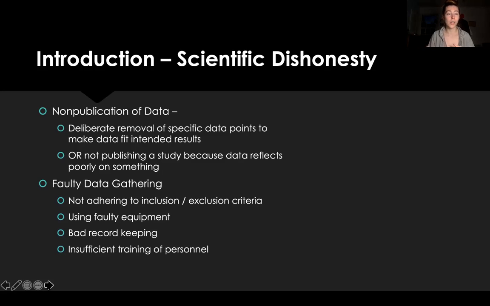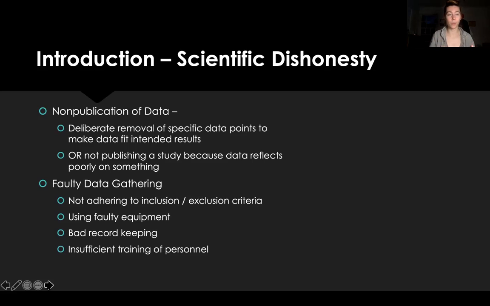This is so bad. So not adhering to your inclusion exclusion criteria for your subjects. So being like, this subject didn't meet the BMI requirement, but you'll add them anyway, just because you need more people. That's a no-no. Because you have to be strict with your IRB and everything like that. You already submitted inclusion exclusion criteria to your IRB, and they already approved it. If you go against that, they did not approve you putting that person into your study because they didn't meet your inclusion exclusion criteria.